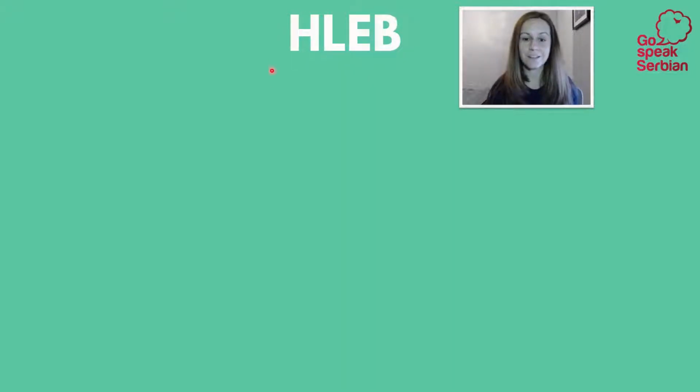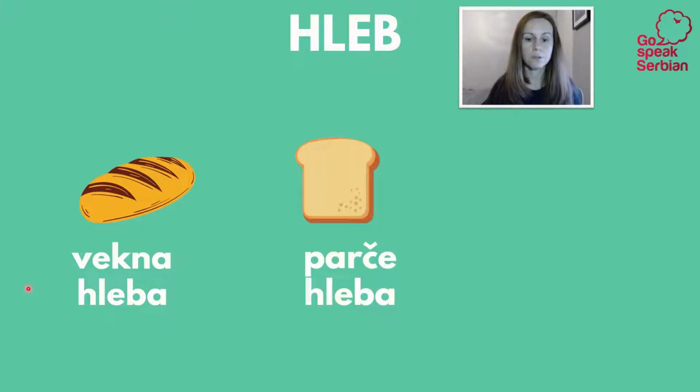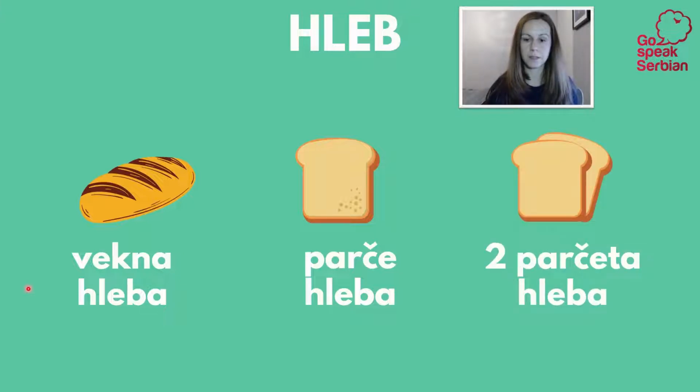So let's start with bread, hleb. In Serbian we say vekna hleba, a loaf of bread. Or we say parče hleba, a slice of bread. And finally, dva parčeta hleba, two slices of bread.